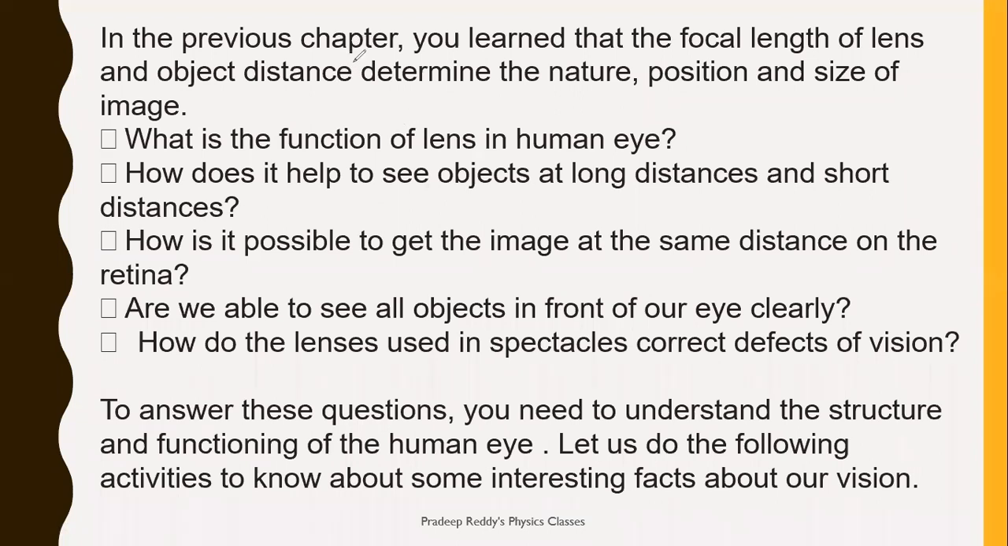In previous chapters of class 10th, we have learnt about focal length of lens and object distance, determination of nature of image, position of the object and size of the image. We have learned how to locate image positions, size of the image and nature of the images depending on the object's position using lens as well as mirror.